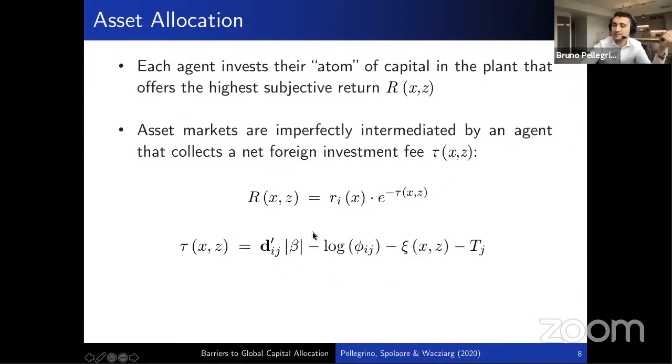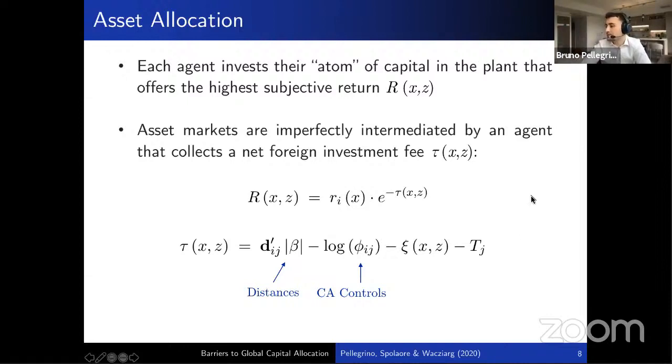The first one is a multidimensional vector of distances between the investor country where the investor Z is located, that country J, and country I where the plant X is located. And there is going to be a vector of same elasticities beta. The second component, which we call phi, is related to capital controls. It captures capital account openness between I and J, so it captures both inflow restrictions at the level of country I as well as outflow restrictions at the level of country J.